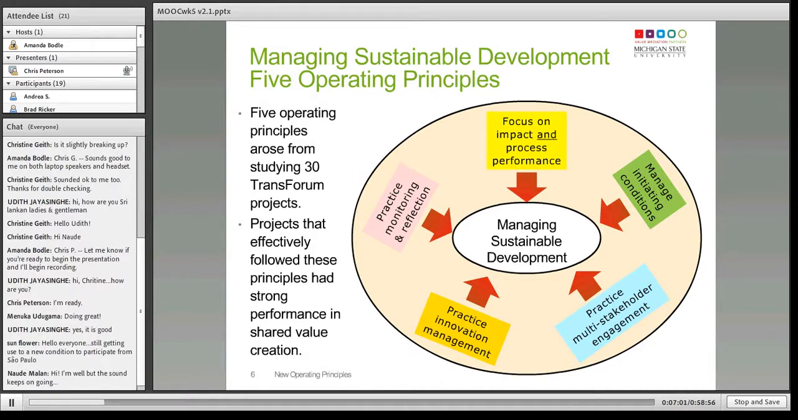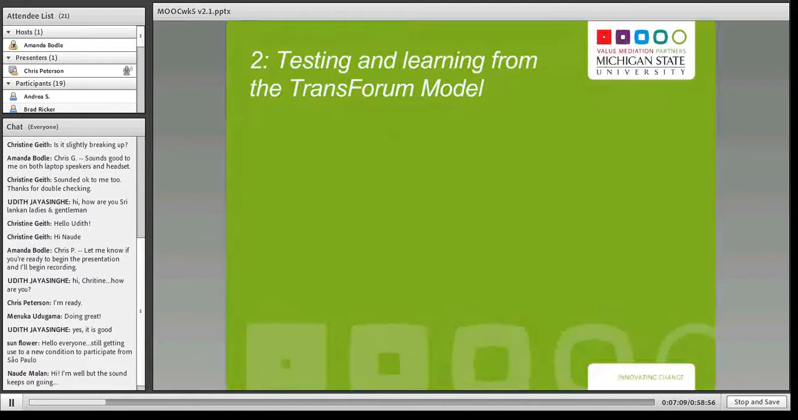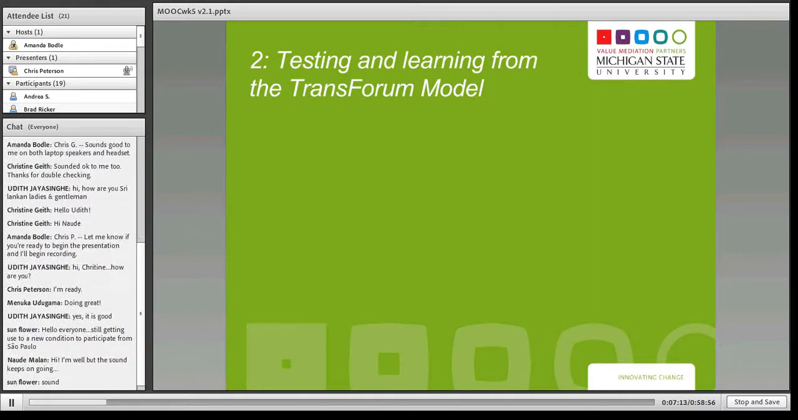So let's move on then to how we found these principles, in terms of how we tested and learned from the Transforum model.